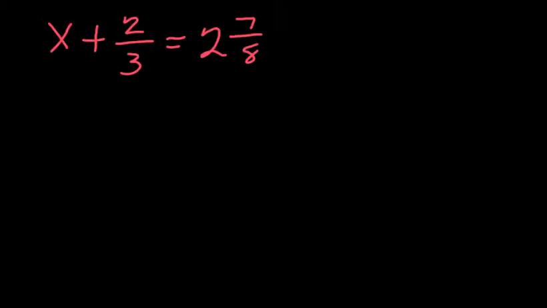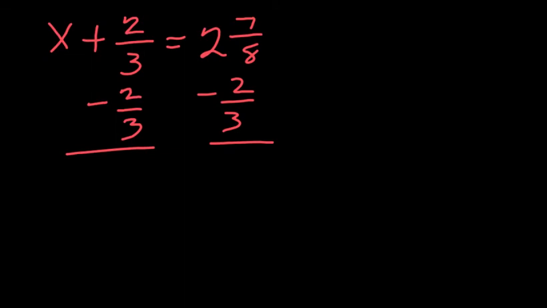Okay, here's another one. We need x all by itself. So to get rid of the 2/3, we're going to do minus 2/3. Minus 2/3. That leaves us with x because that cancels. And now we need a common denominator. Well, 24ths will work.